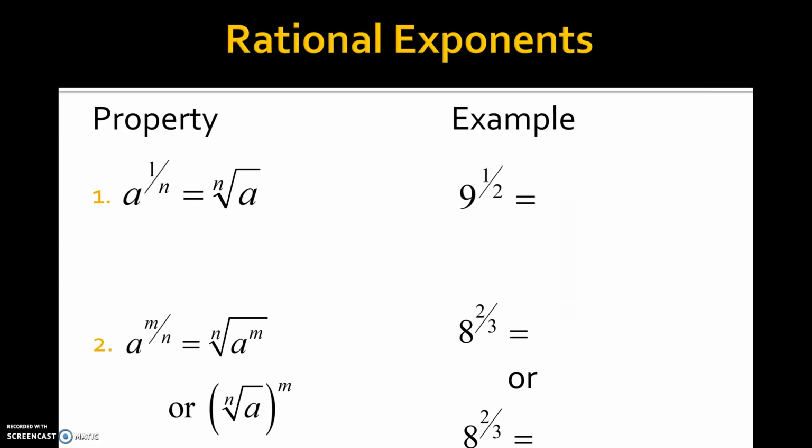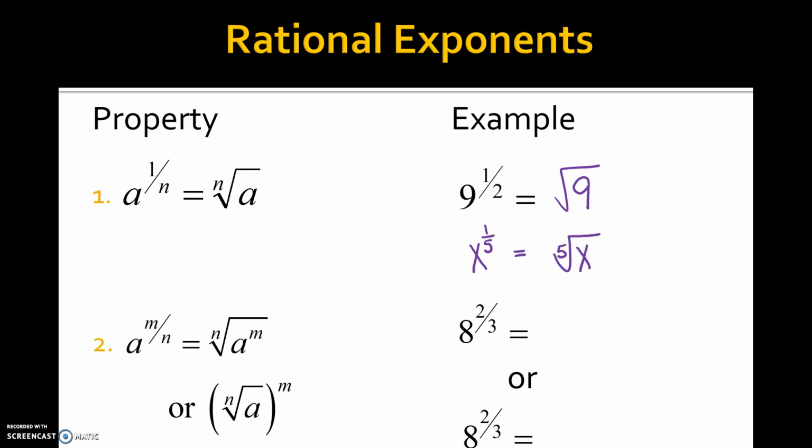Yes, you do. Okay, the property is, if you have a raised to the 1 over n, that becomes the nth root of a. 1/2 is kind of weird. 1/2 is the same as a square root. So an exponent of 1/2 is the same as the square root of 9. But if we had something like x to the 1/5, that would become the 5th root of x.